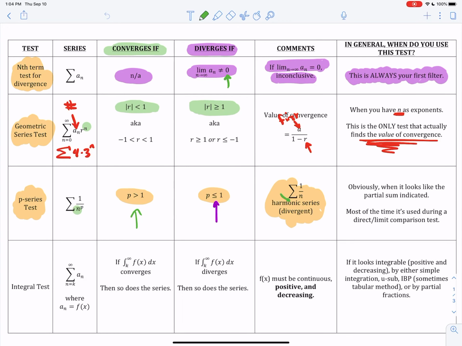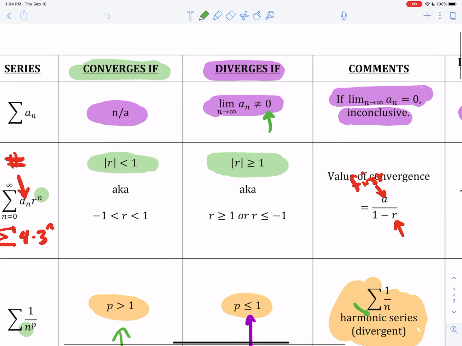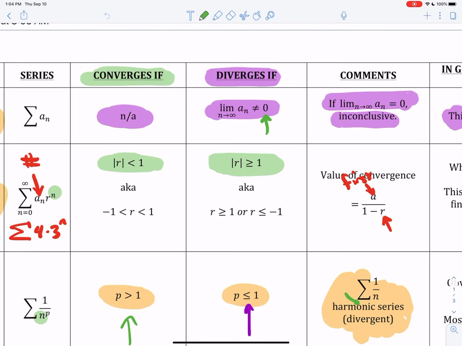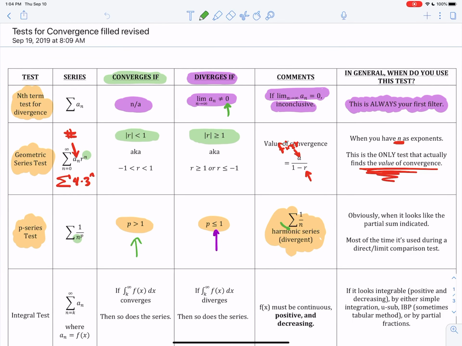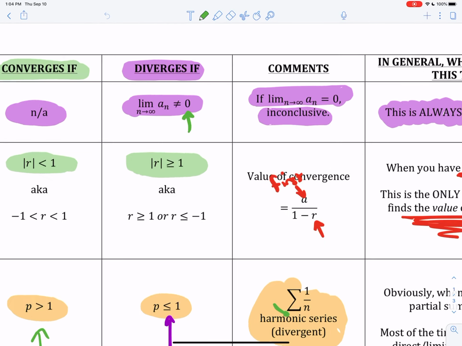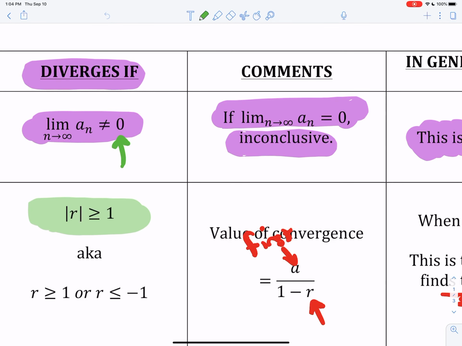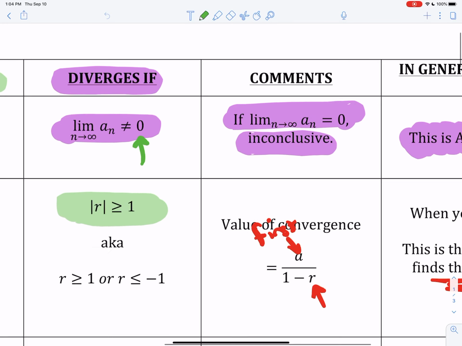So one big takeaway: make sure that you understand that if the limit doesn't come out to zero, the series will diverge. Now, if it does come out to zero, it doesn't mean that it converges. It's actually just inconclusive. You don't have enough information there, okay?